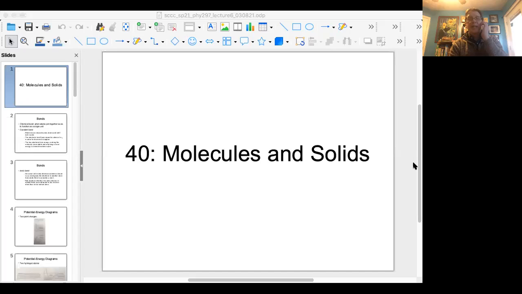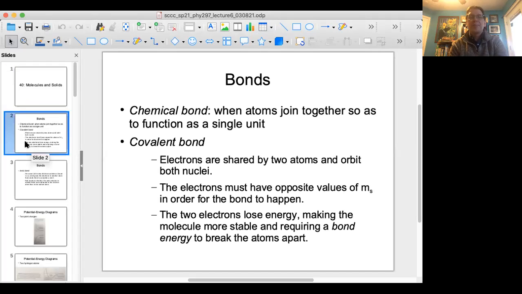And so we now move on to chapter 40, which is molecules and solids. So we go from atoms to molecules. So now we're going to talk a little bit about the bonds. And if you've taken a chemistry class, you probably know the basics of this already. But we're going to look at things from a quantum mechanical point of view.